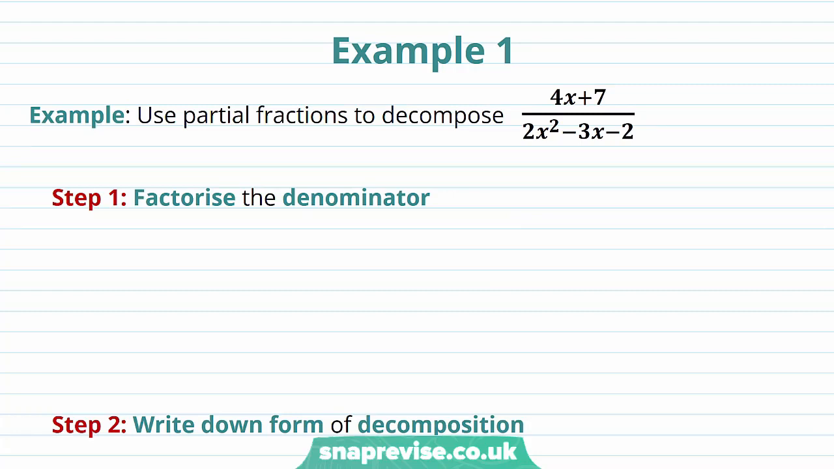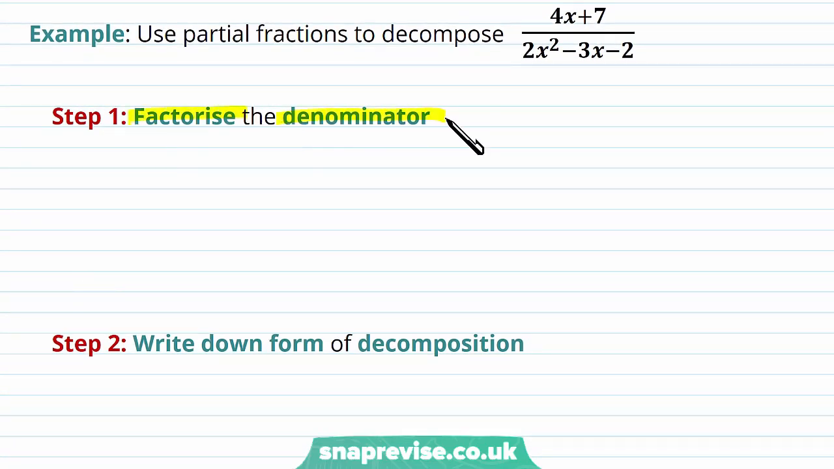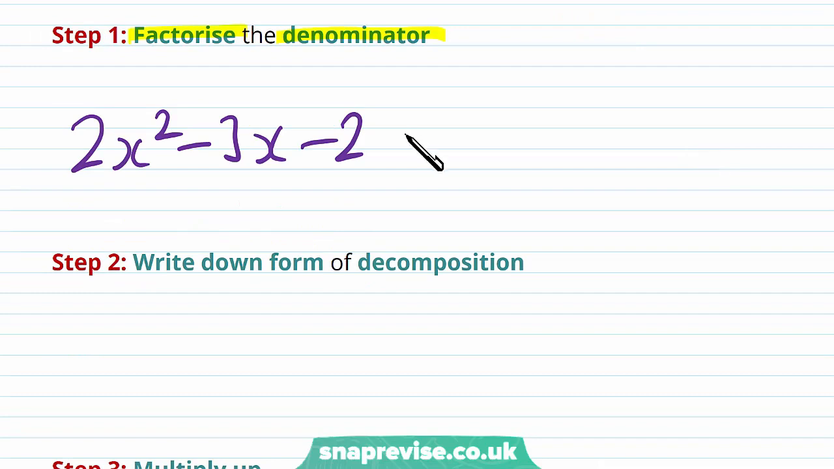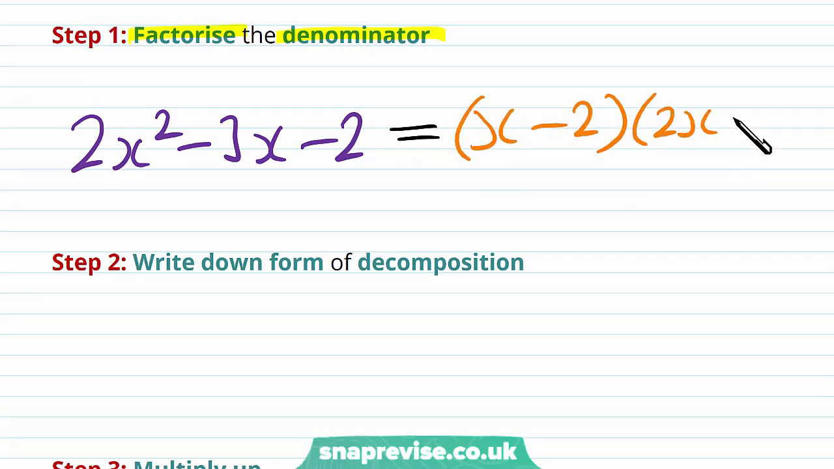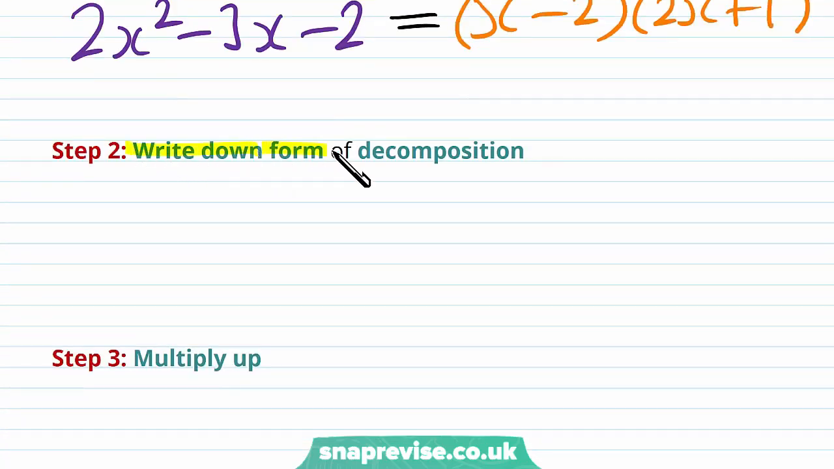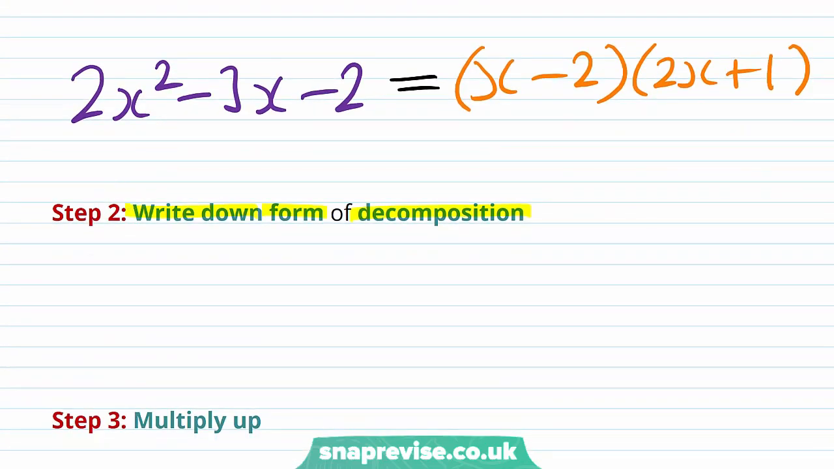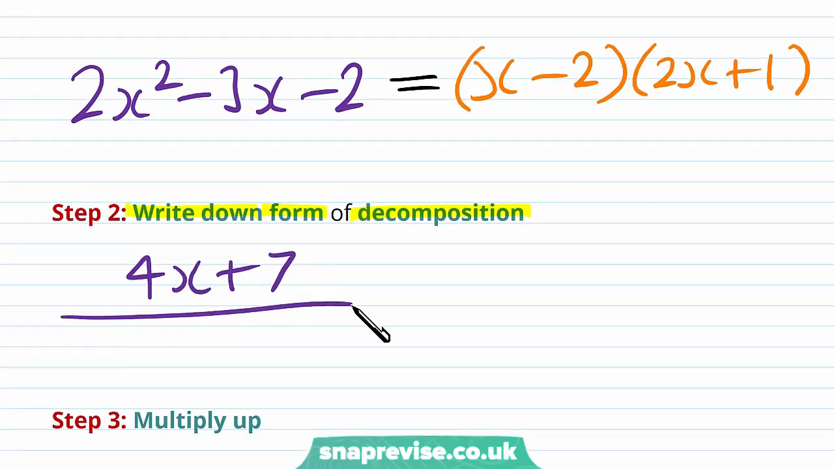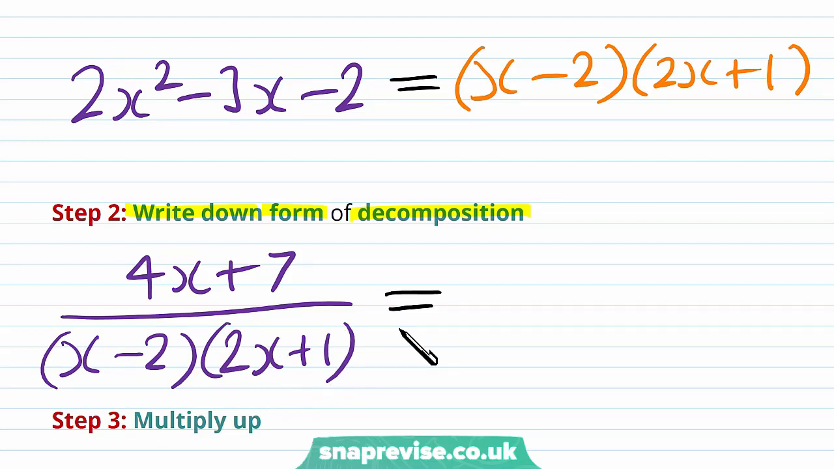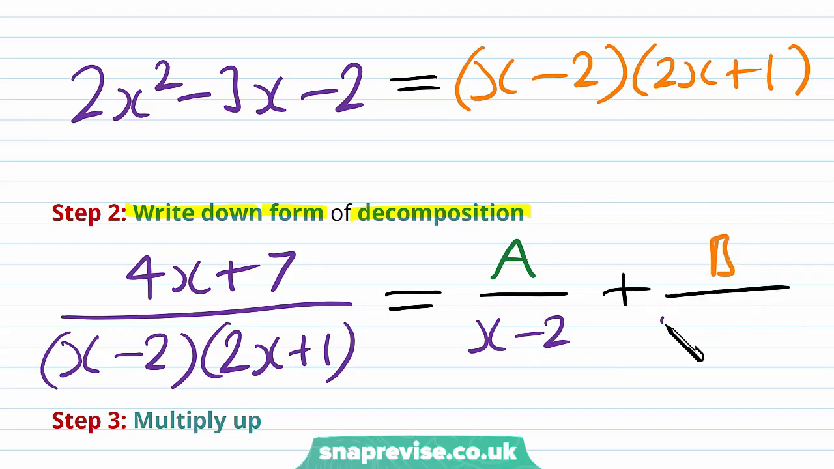Our first example asks us to use partial fractions to decompose 4x plus 7 over 2x squared minus 3x minus 2. Our first step is to factorise the denominator. The denominator is 2x squared minus 3x minus 2. We can factorise this as x minus 2 multiplied by 2x plus 1. Our second step is to write down the form of the decomposition. Again, our numerator is 4x plus 7, and our denominator is this new factorised form, x minus 2 multiplied by 2x plus 1. And therefore we choose our decomposition guess as a over the first factor, x minus 2, plus b over our second factor, 2x plus 1.